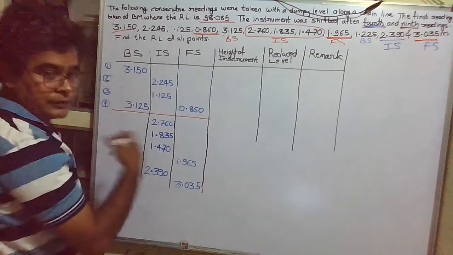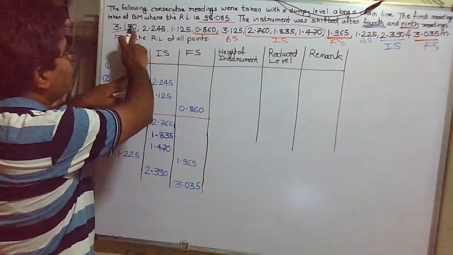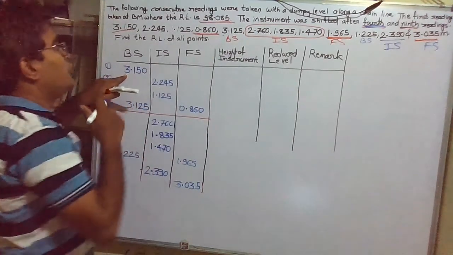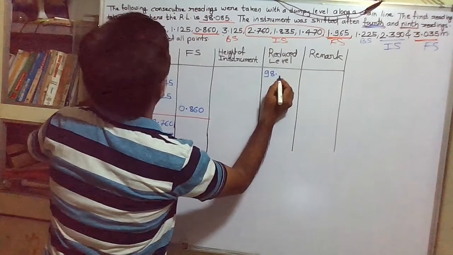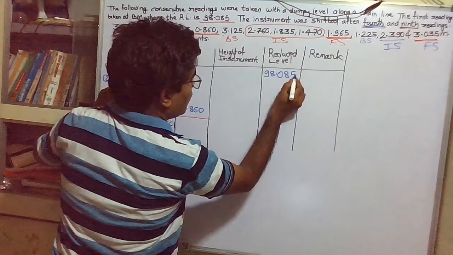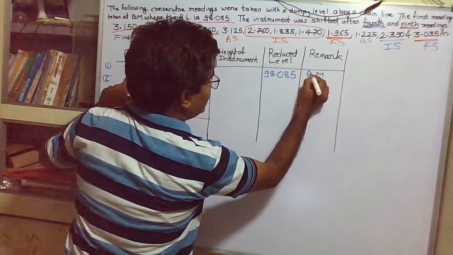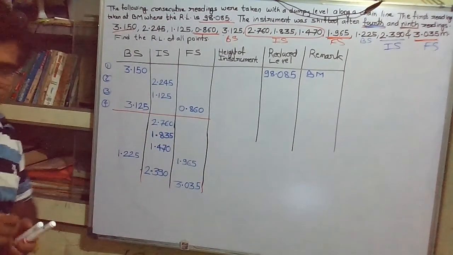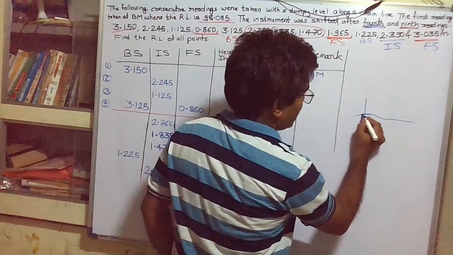Okay. The next thing is, this is the backside reading 3.150. The first reading is taken at the RL of 98.085. So we know the RL of this point, and it is 98.085. Okay, and this is the benchmark. In the remark we can write that this is the benchmark, and at the benchmark we have taken the first reading.